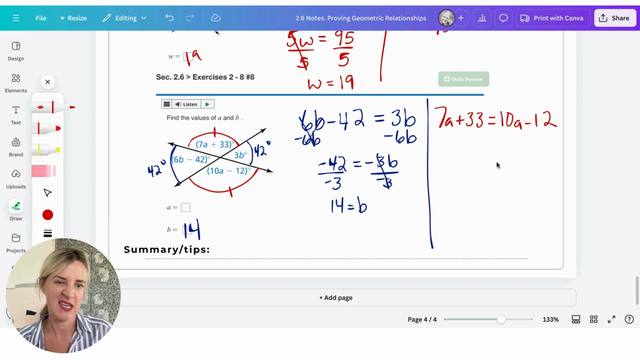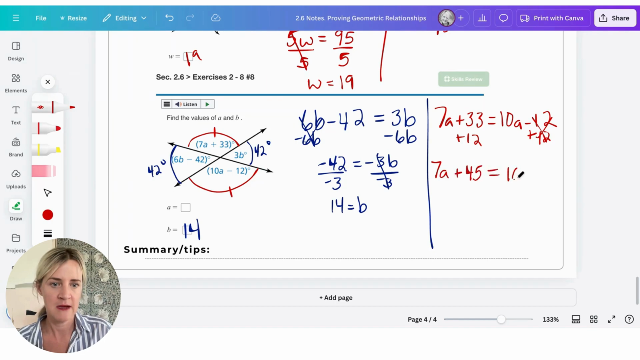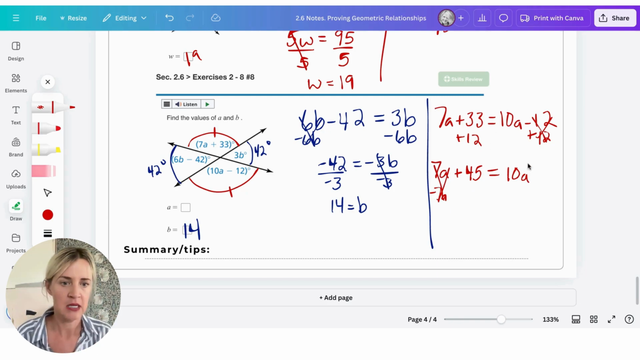In this case, I'm going to add 12 to both sides first because I don't like negatives. So then I have 7a plus 45 equals 10a. Subtract 7a from both sides. Again, print this out and do these by hand, also following along, pausing. Then you have your notes handy for you when you're taking your assignment and your checkpoint.